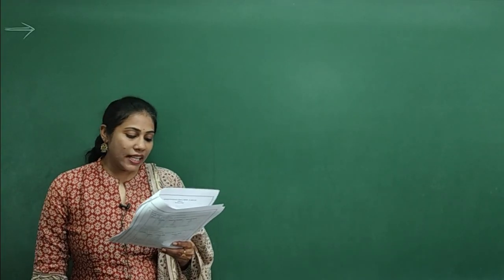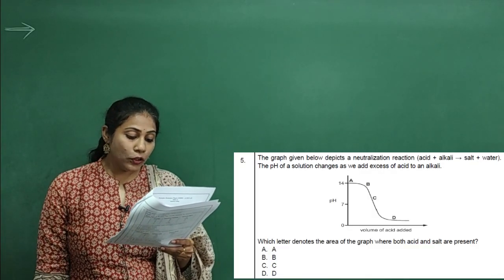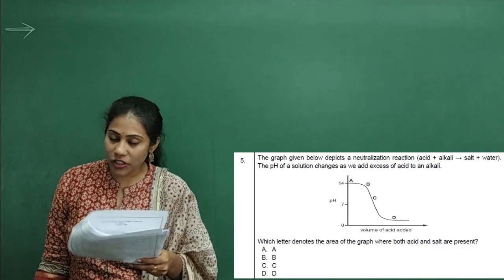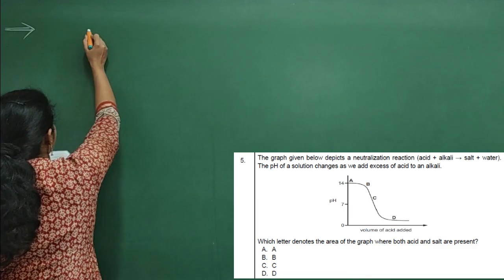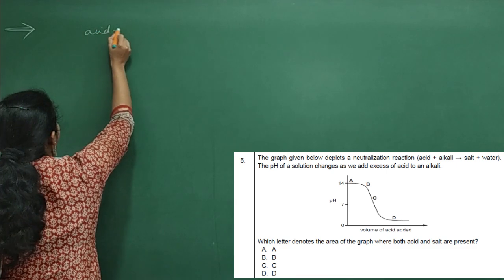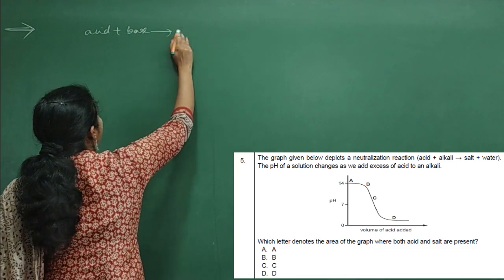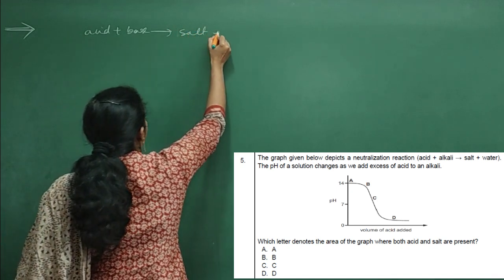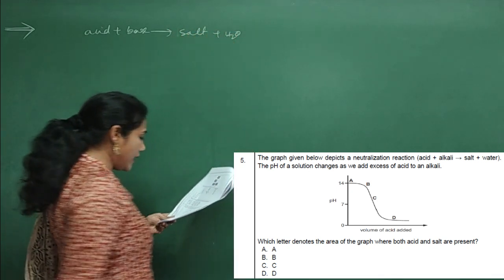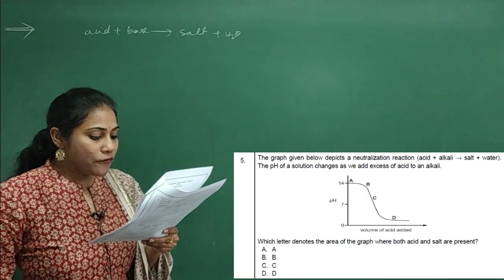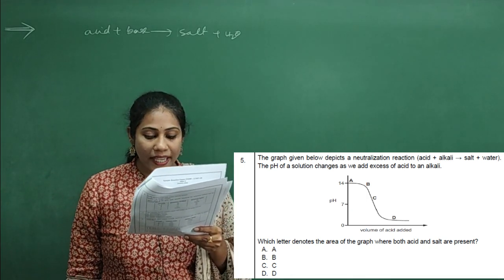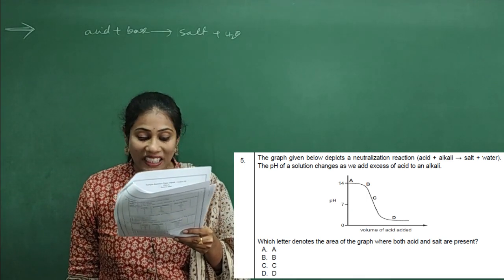Coming to the fifth question, guys. The graph given below depicts a neutralization reaction. Everybody knows what a neutralization reaction is, right? When an acid is added to a base, you get salt plus water. This is called a neutralization reaction. The pH of a solution changes as we add excess acid to an alkali.